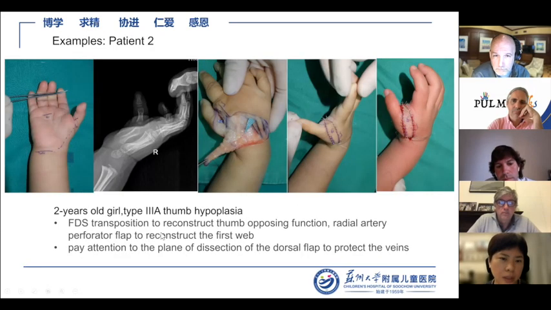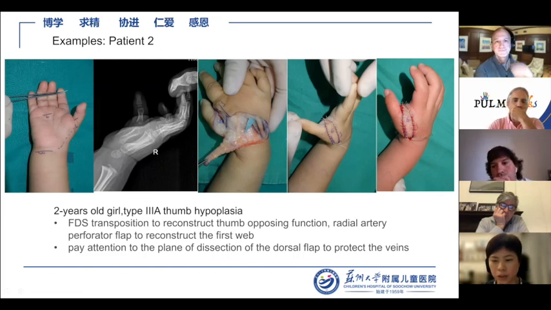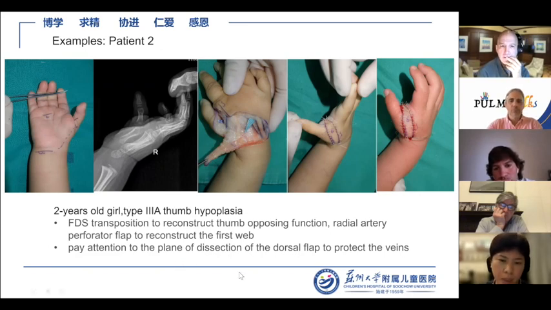And the second patient is a 2 years old girl, type 3A thumb hypoplasia. Like the first one, FDS transposition to reconstruct thumb opposition function, and a radial artery perforator flap to reconstruct the first web. And pay attention to the plane of dissection of the dorsal flap to protect the veins. In picture 3, we can see the veins were protected.